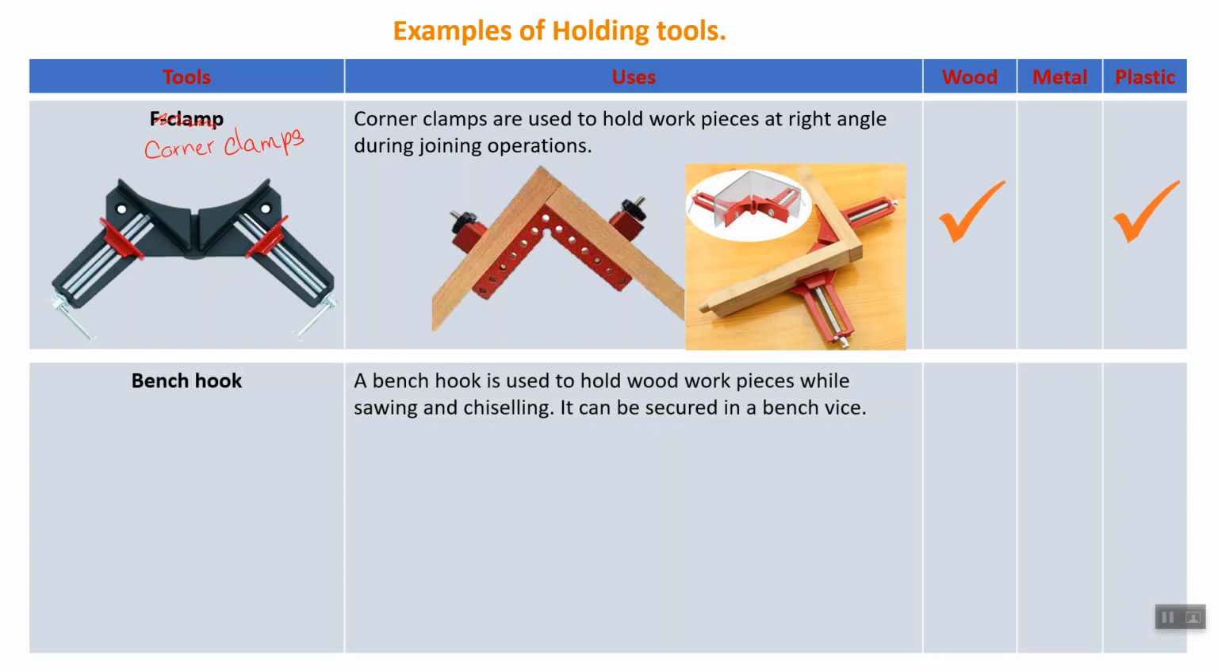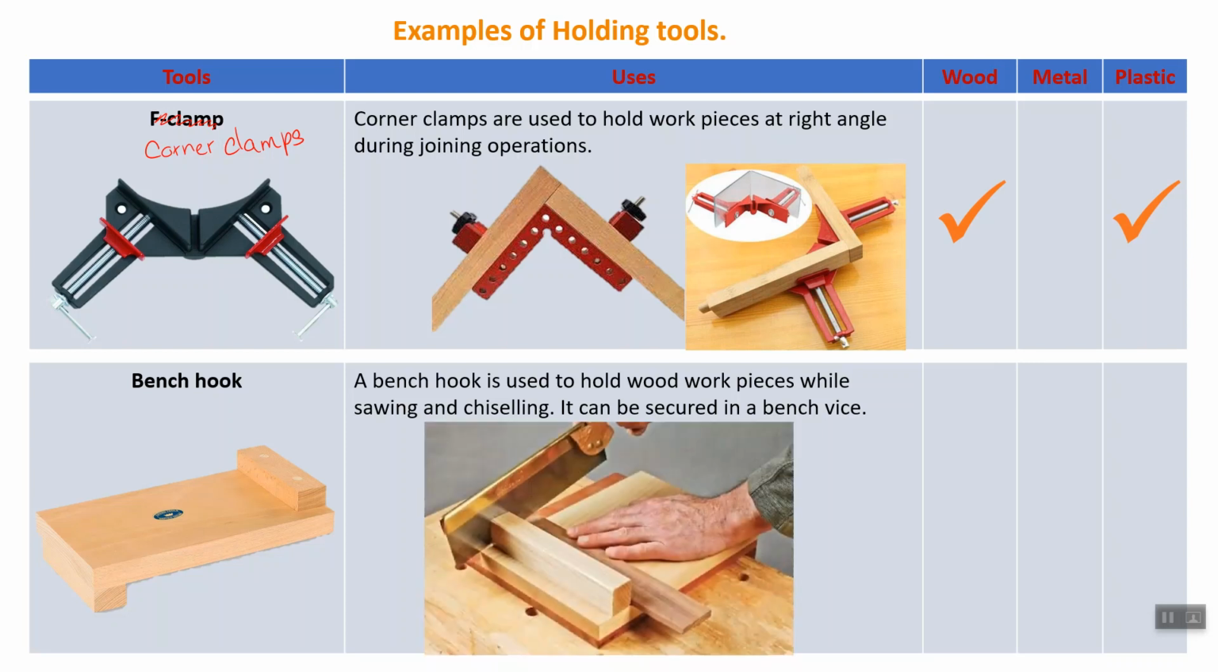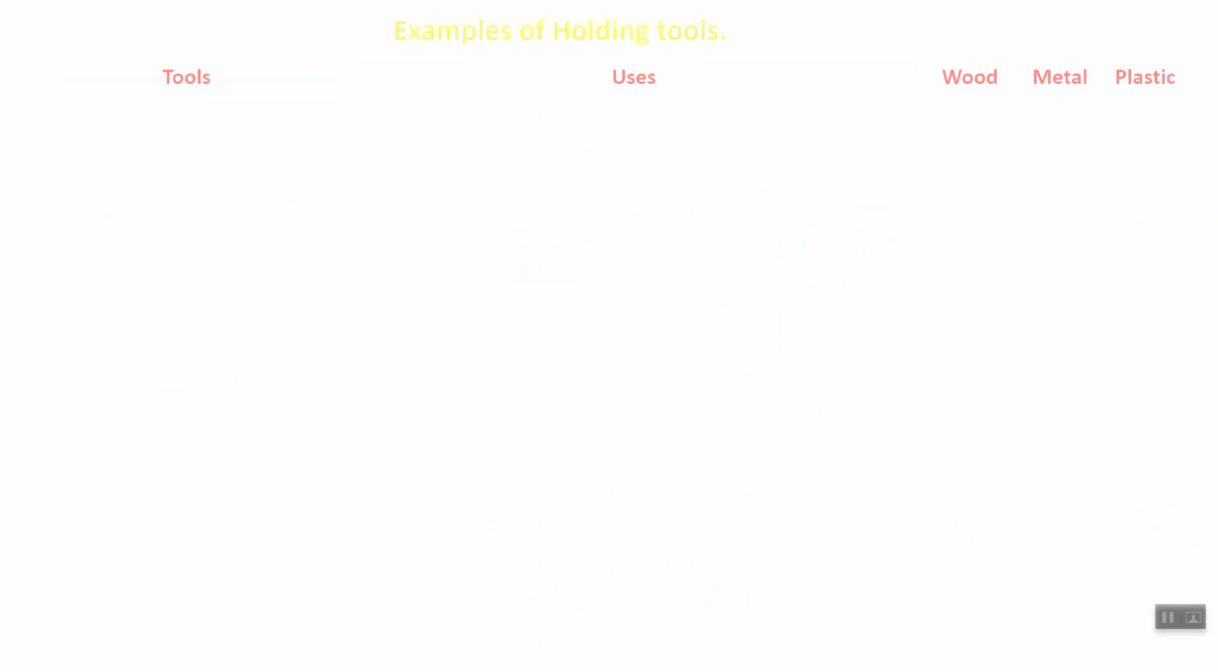We have also the bench hook. Okay, it is a simple tool which is made of wood, okay, which is clipped to the workbench. So it is used to hold wood workpieces while sawing or chiseling. So when we are sawing wood, we hold the material into the bench hook, and we can cut it. So it is used to wood only. In some cases onto plastics also, but very rarely.